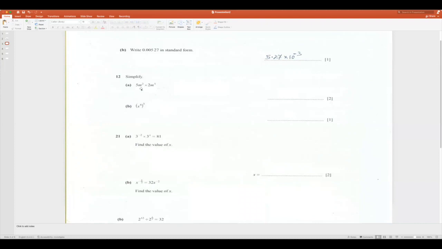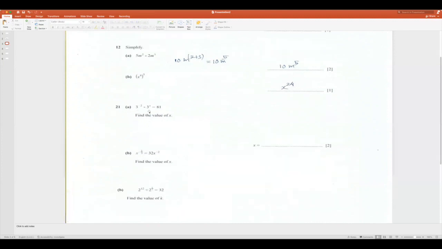Simplify 5m squared into 2m cubed. So this base is same, then indices are adding. 5 into 2 is 10, then m, these powers or indices we have to add together. So 2 plus 3 is 5. The answer is 10 into m to the power 5. We have to multiply these powers. So 8 into 3 is 24. Answer is x to the power 24.